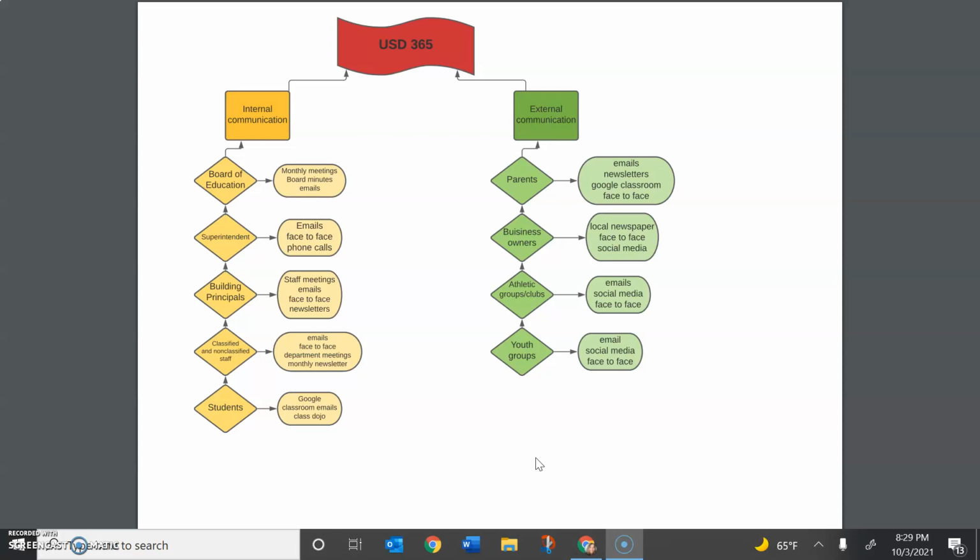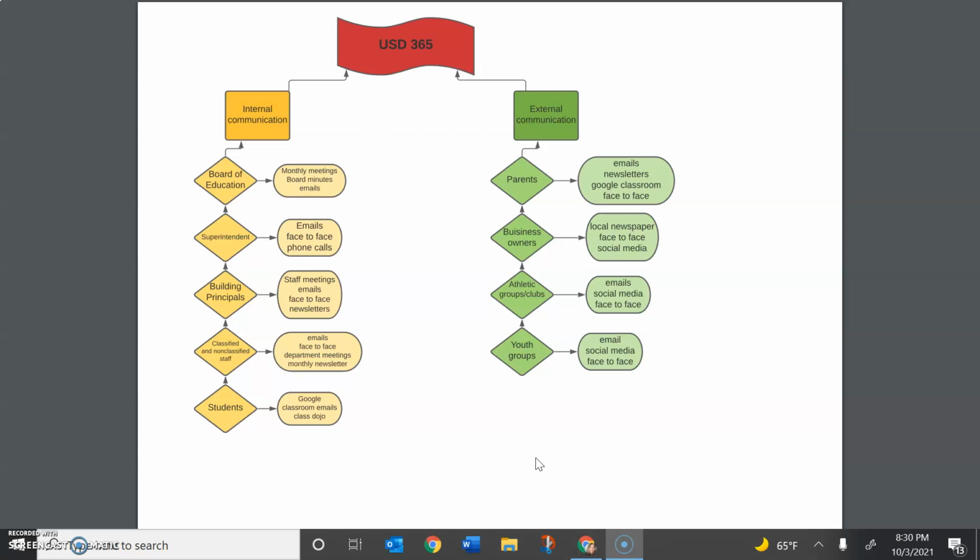I've used Lucidchart before, so I found it pretty easy to use and to explain the information that I wanted to get across. Today we are looking at the internal communications and external communications for USD 365. I'm going to start with the internal communications.